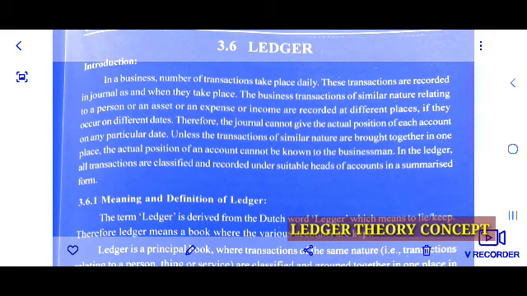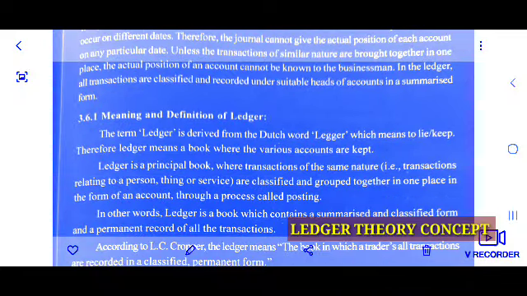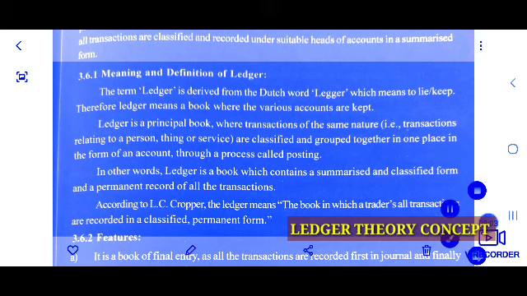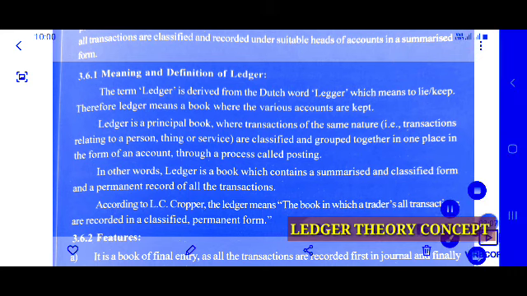Now, meaning and definition of a ledger. The term ledger is derived from the Dutch word leggen, which means to lie, to keep. Therefore, ledger means a book where the various accounts are kept.